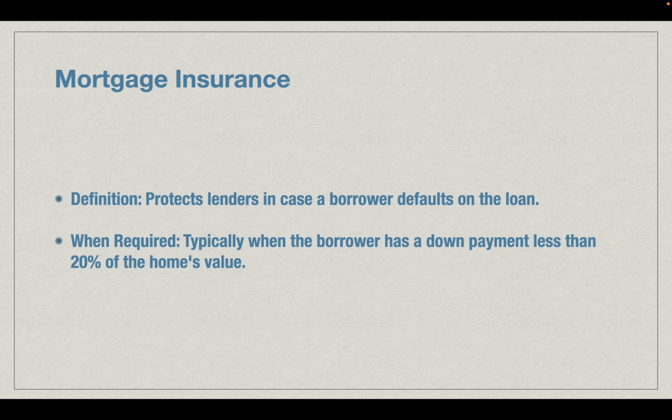Mortgage insurance is a bit different. It protects the lender if you default on your loan. You usually need this if your down payment is less than 20% of the home's value. It's a way for lenders to feel more secure about lending to people with smaller down payments.